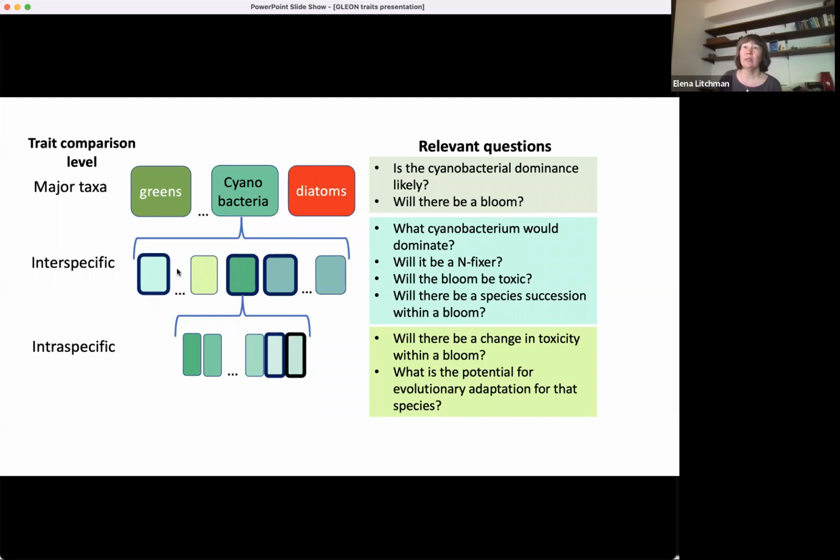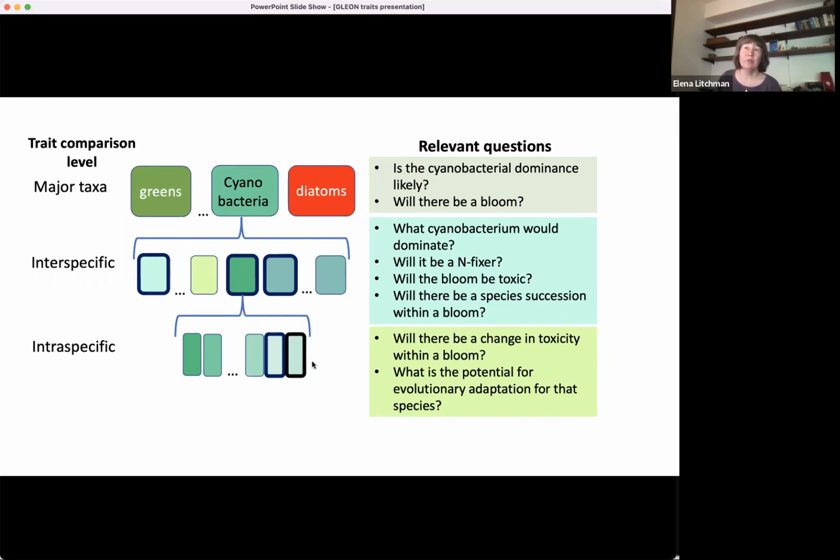Then when we look at the differences across species within cyanobacteria, we may ask different questions. We may want to know what cyanobacterium would dominate. In different lakes and different seasons, different HAB taxa may dominate, and that is determined by their traits. And we can ask whether the HAB taxon would be a nitrogen fixer or not, and whether the bloom would be toxic or not, because within cyanobacteria, we have both toxic and non-toxic species. And we can ask whether there will be a succession within a bloom.